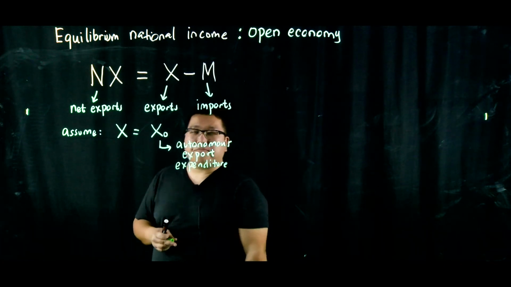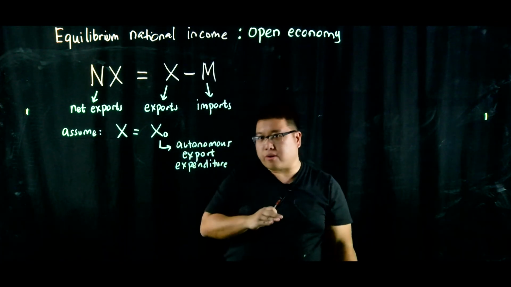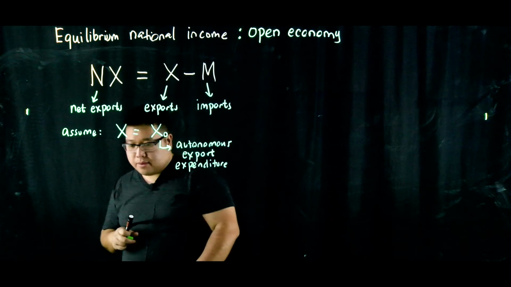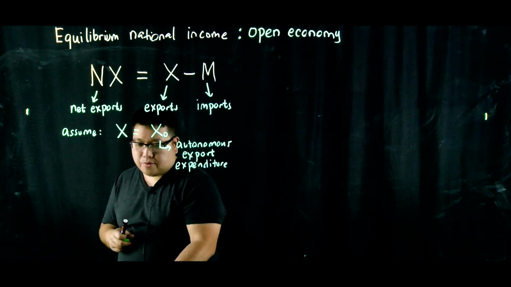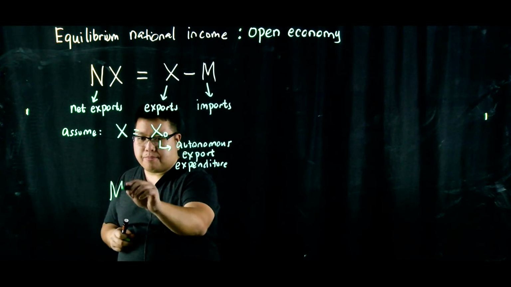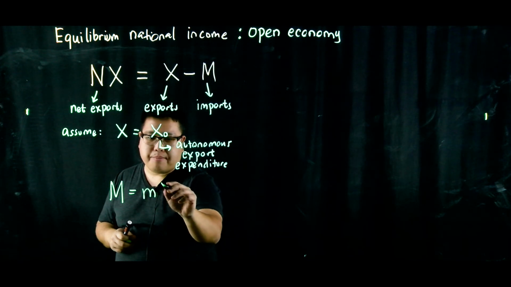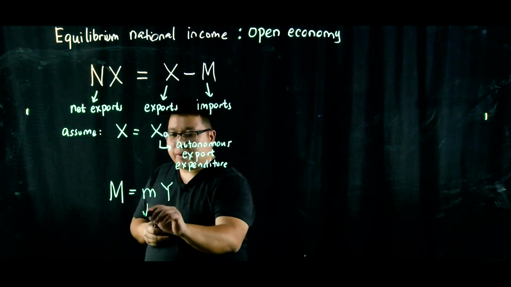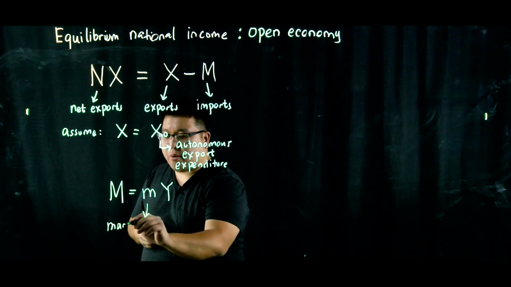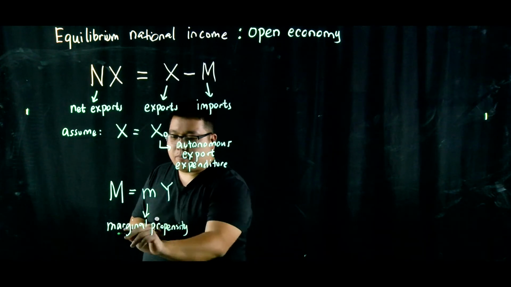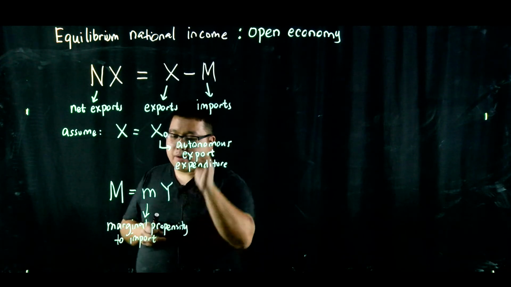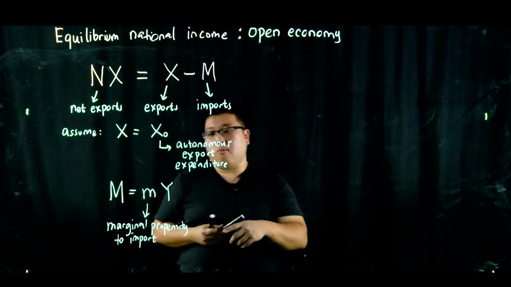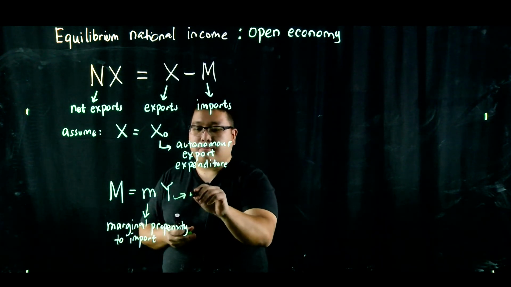On the other hand, we're going to assume that our imports are responsive to income. So we're going to assume M equals small m times Y, where small m is our marginal propensity to import, and Y is our national income.